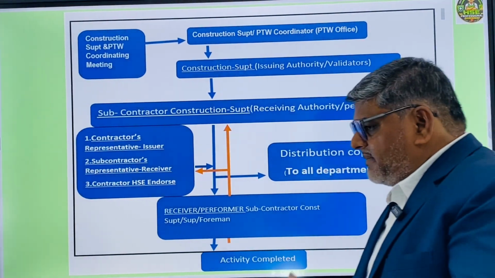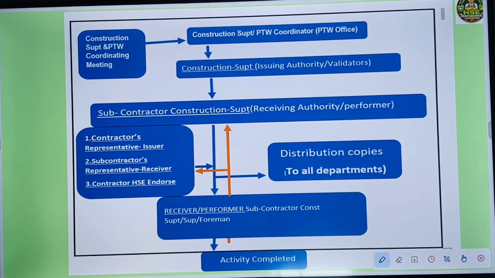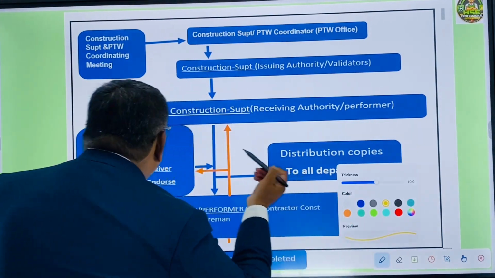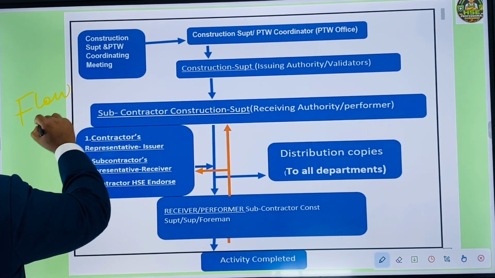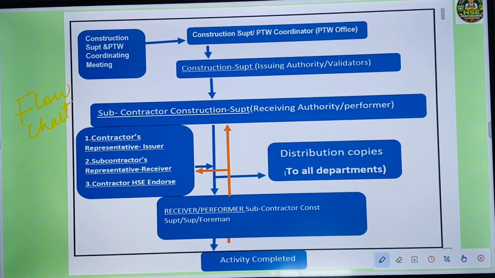I have developed one flow chart here. The flow chart will explain to you. This flow chart of the permit to work system is called a procedure.